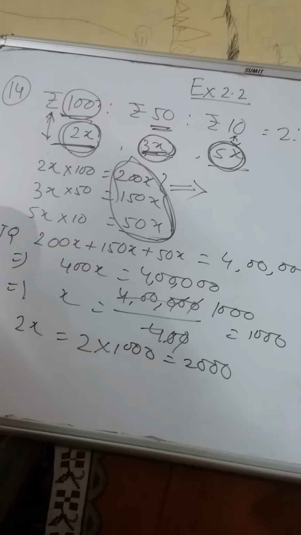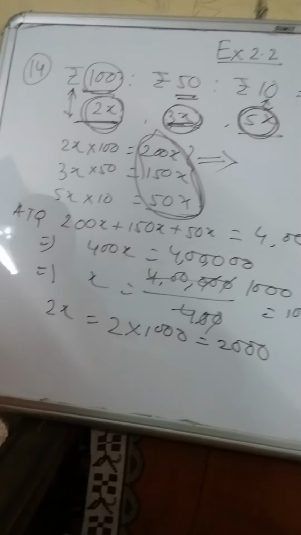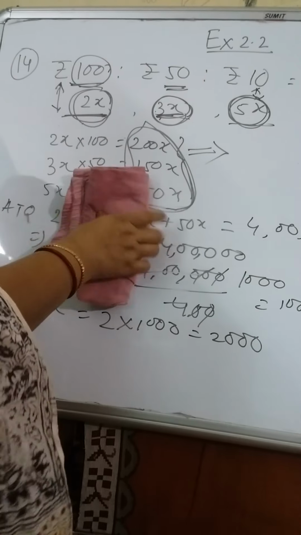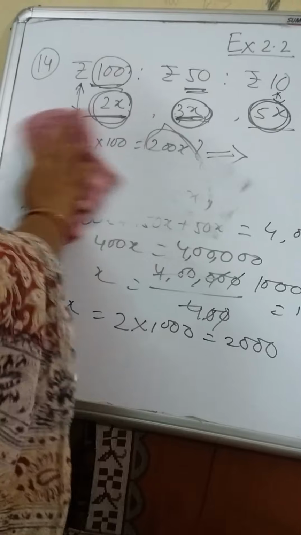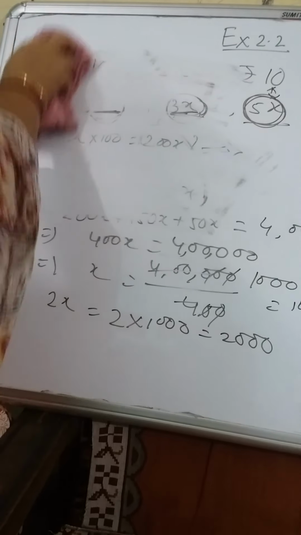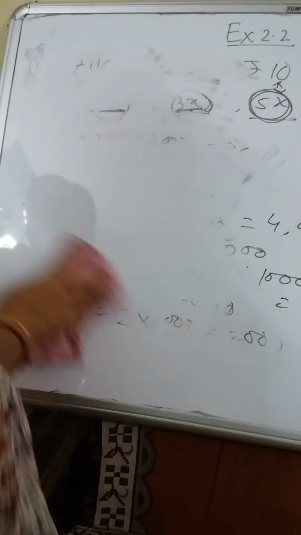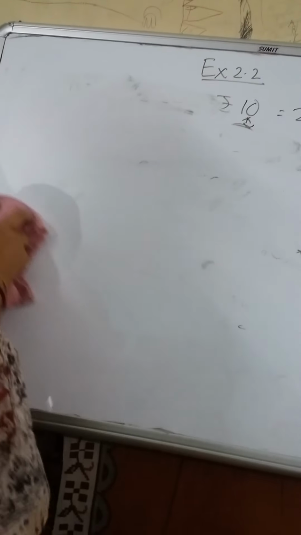Next is question number 15. I have a total of 300 rupees in coins of denomination 1 rupee, 2 rupees and 5 rupees. The number of 2 rupees coins is 3 times the number of 5 rupees coins. And the total number of coins is also given. How many coins of each denomination are with me?